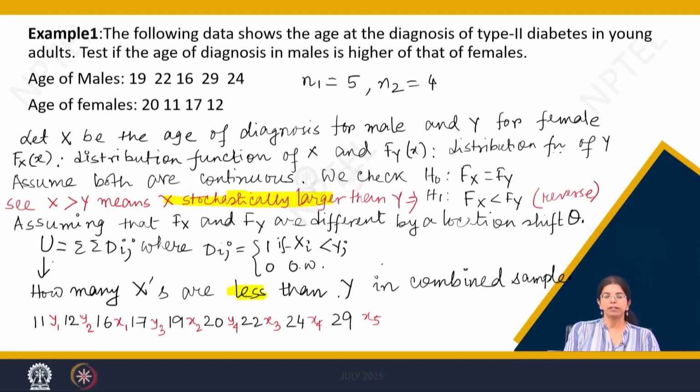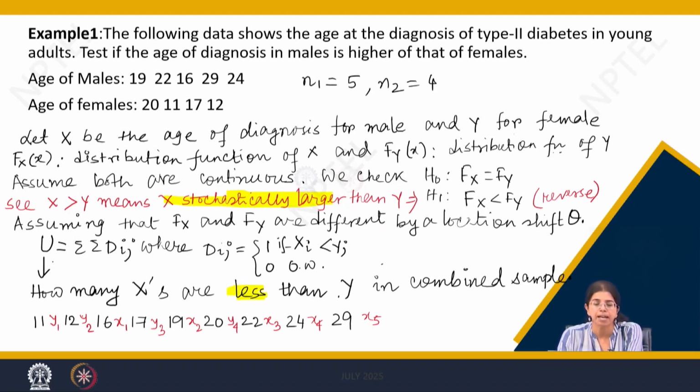Let us have quick examples. First we are going to solve this example manually and then we will switch to R programming. The following data shows the age at the diagnosis of type 2 diabetes in young adults. Test if the age of diagnosis in males is higher than that of females.